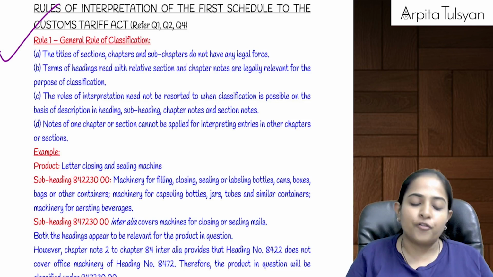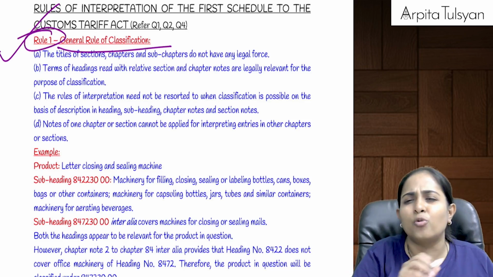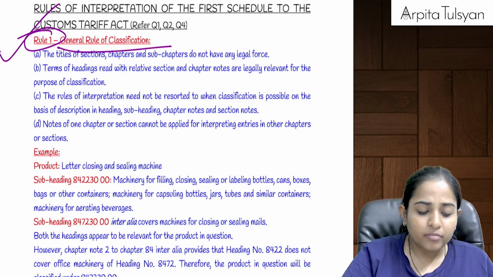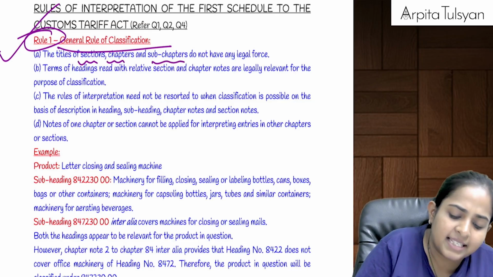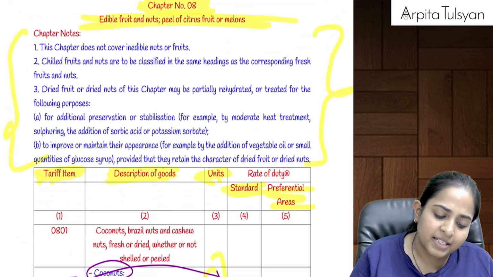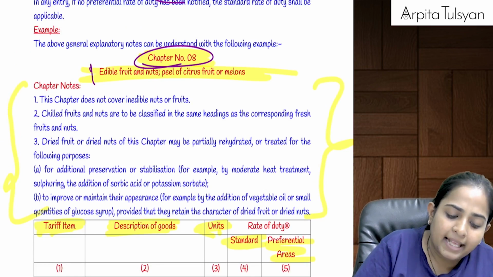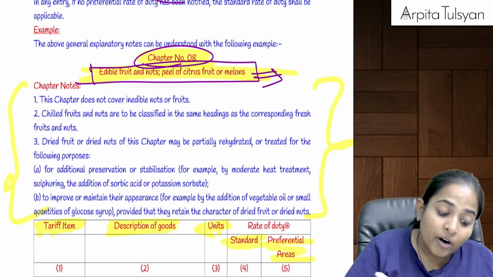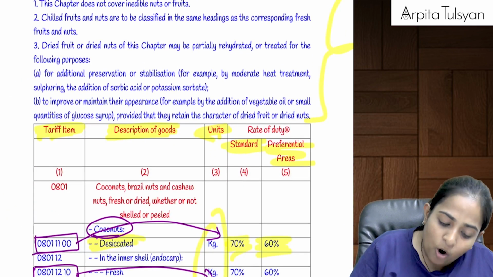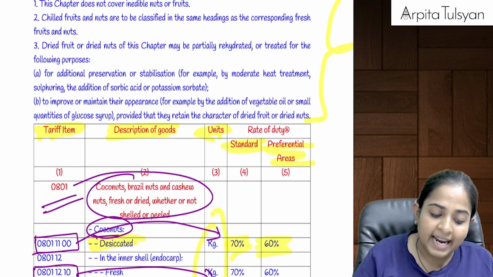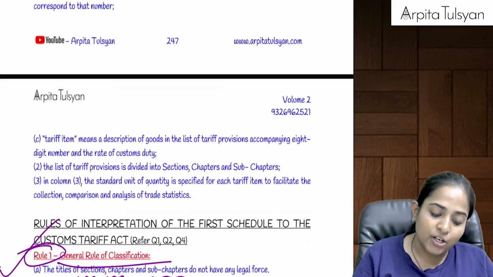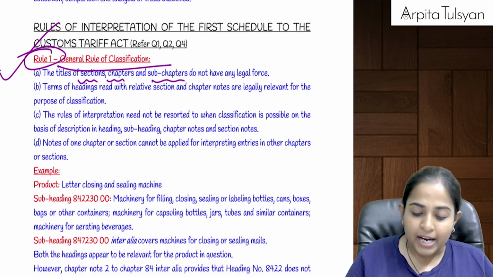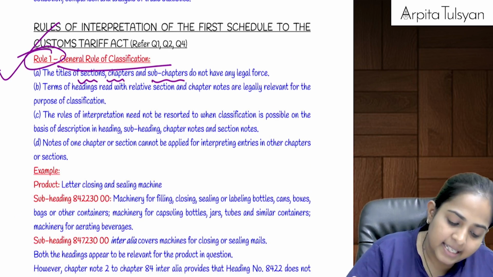Now listen, first of all, rule number 1, that is the general rule of classification which everyone generally follows. Here they are telling that the titles of the sections, chapters and subchapters do not have any legal force. But the chapter notes which are given, or the description given beside the heading, have legal relevance and you have to use them for the purpose of doing the interpretation. Are you clear with this? These are the two things they have told.